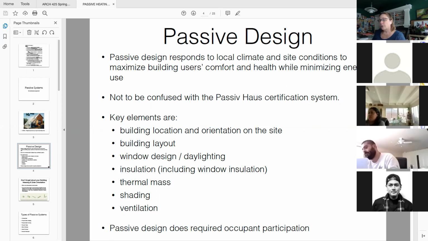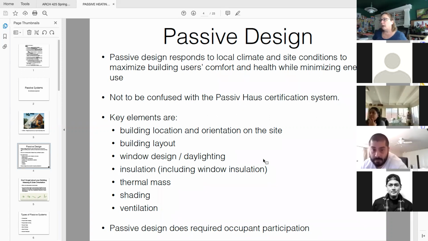Thermal mass is a key component of passive design. Shading is for controlling the sun, and ventilation, to prevent overheating, and/or using ventilation to help move the warm air around a building, or cool air for passive cooling.